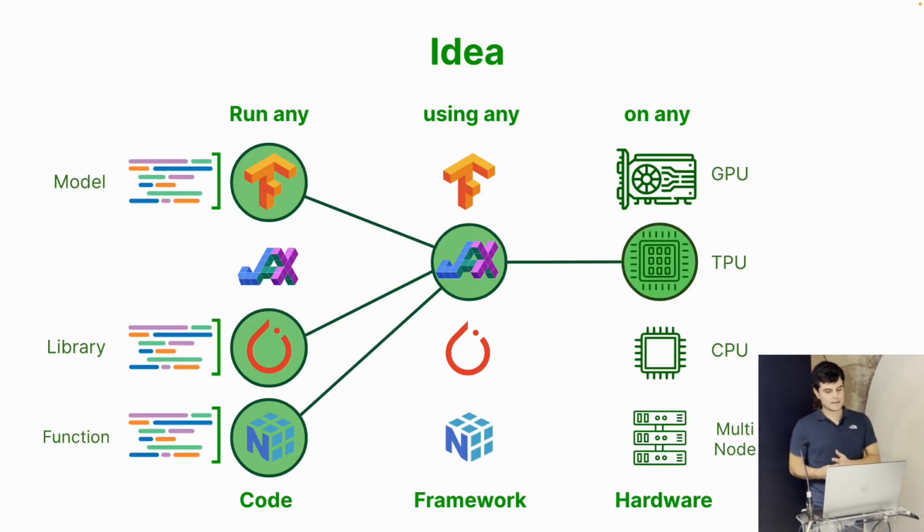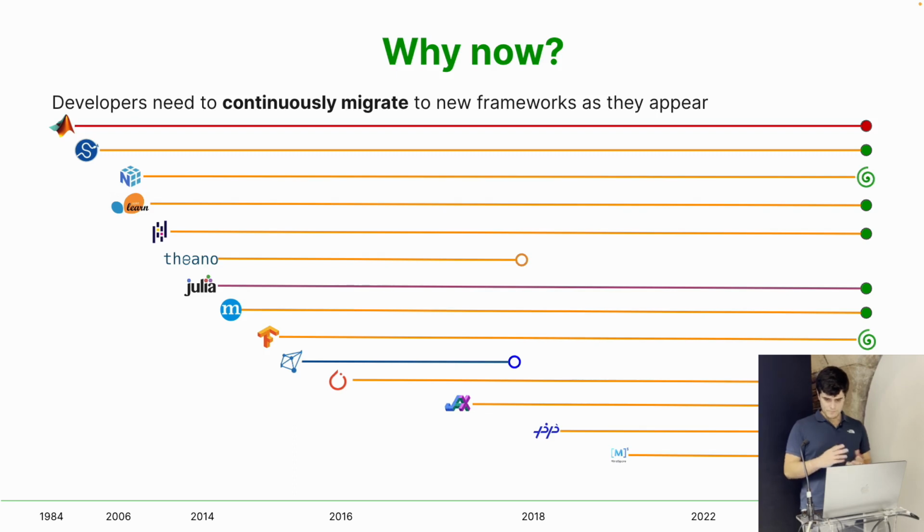So first, the level on Ivy's design. Basically, Ivy enables anybody to run any model, library, or function using any framework on any hardware. So you can take a TensorFlow model, a PyTorch library, a NumPy function, run them together in JAX, and everything just seamlessly works together. In terms of why we're doing this now, as I've outlined earlier, we have a ton of frameworks that have come out. They continue to come out, and developers need to continuously migrate between these and integrate these. It's not only the frameworks, it's also the compiler infrastructure, as I've said, and this is not a good thing for developers who want to move quickly with their development efforts.